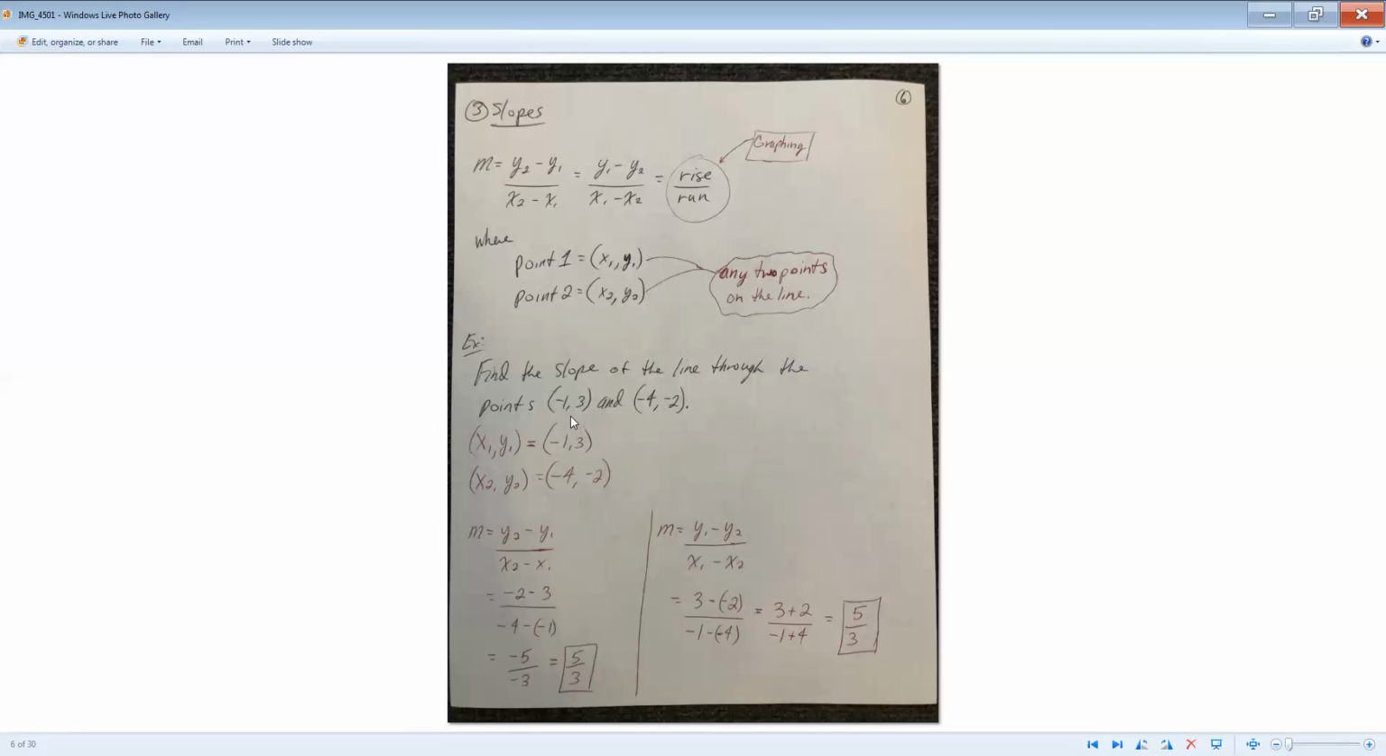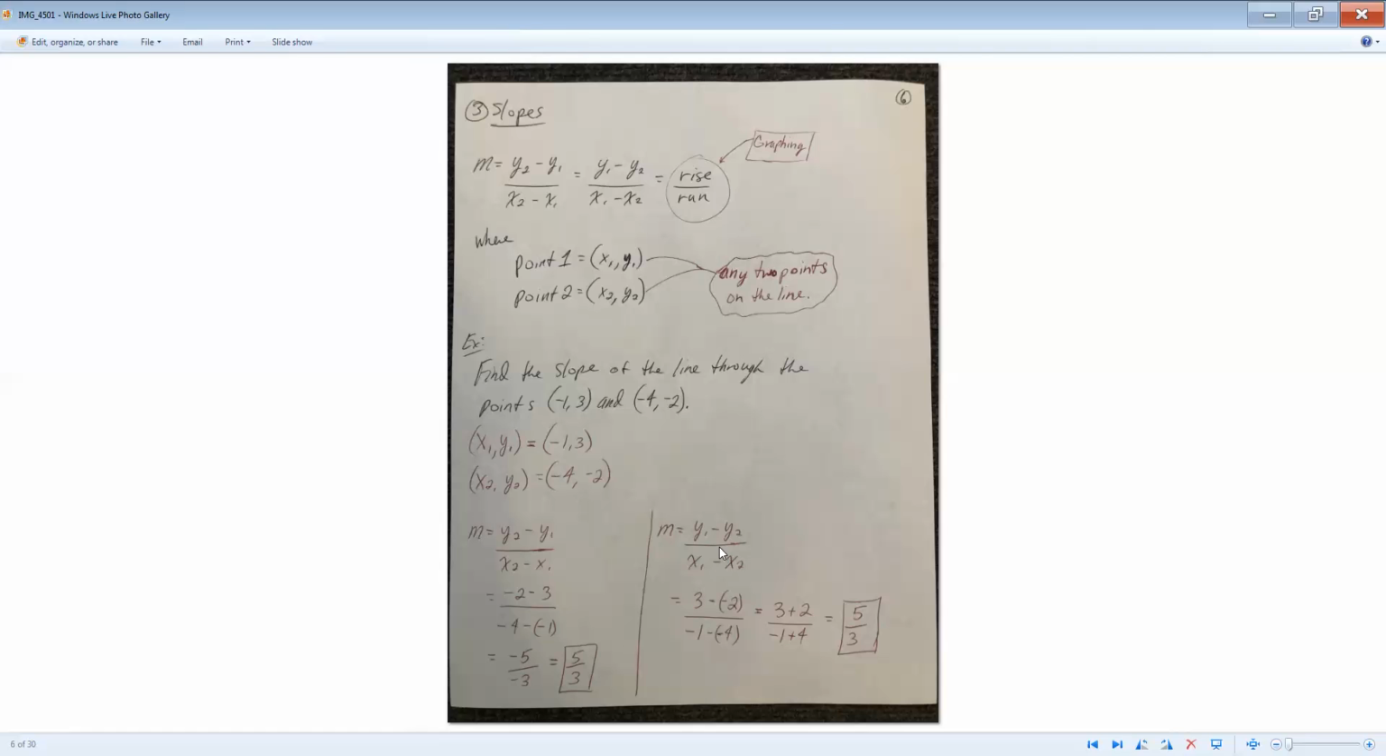So we'll call point 1 negative 1, 3, point 2 negative 4, negative 2. Then that means that y2 is going to be negative 2, and y1 will be 3. And then x2 will be negative 4, and x1 will be negative 1. Make sure you don't lose a negative in your substitution. So negative 2 minus 3 is negative 5. On bottom, negative 4 minus negative 1. Don't forget that negative and negative turns positive, so it's negative 4 plus 1, which would be negative 3. And so negative 5 over negative 3 reduces down to 5/3.